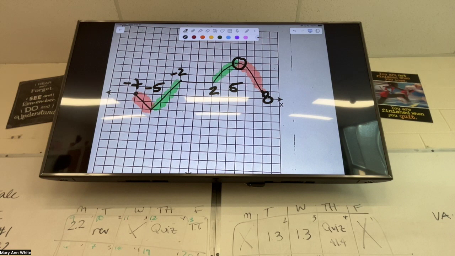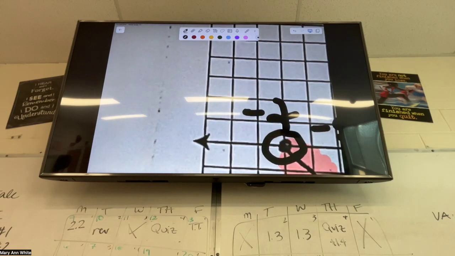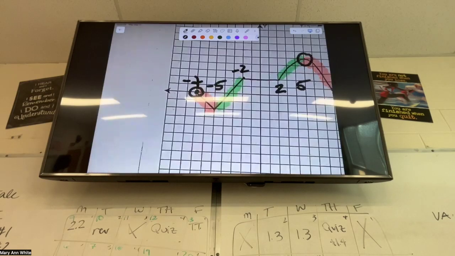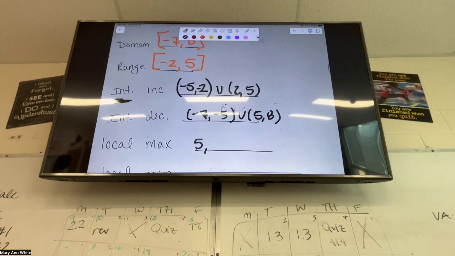What's another point that's higher than all the points around it? Not negative two, because it stays constant right here, so it's the same. Negative seven. This point, if I just look at one little area, this little part of the graph, it's higher than all the points around it. So that counts as a local max. So we'll say five is my absolute, my global max, and then negative seven, zero is a local.